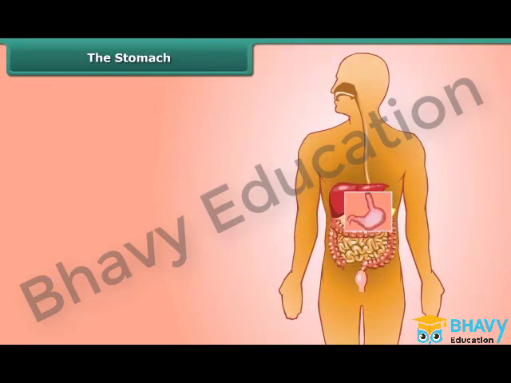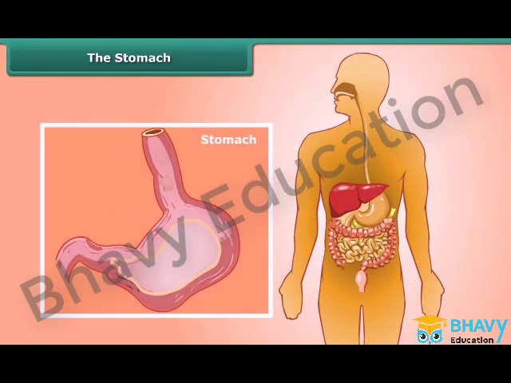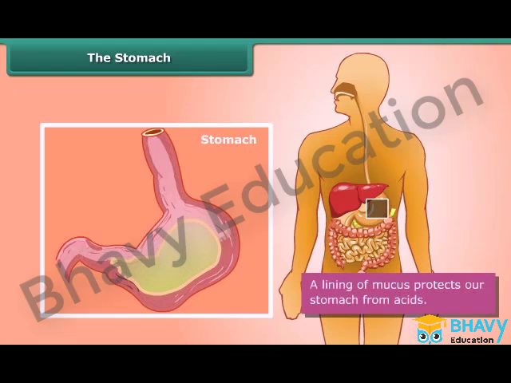The stomach is the widest part of the alimentary canal. It is a thick walled bag with a flattened U shape. Inside the stomach, food is churned and mixed with digestive juices, including hydrochloric acid. These chemicals break down the proteins into simpler substances. A lining of mucus protects our stomach from acids.